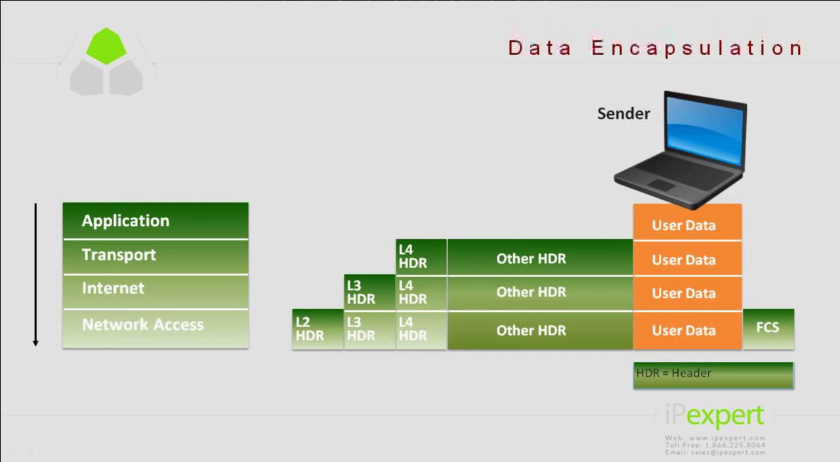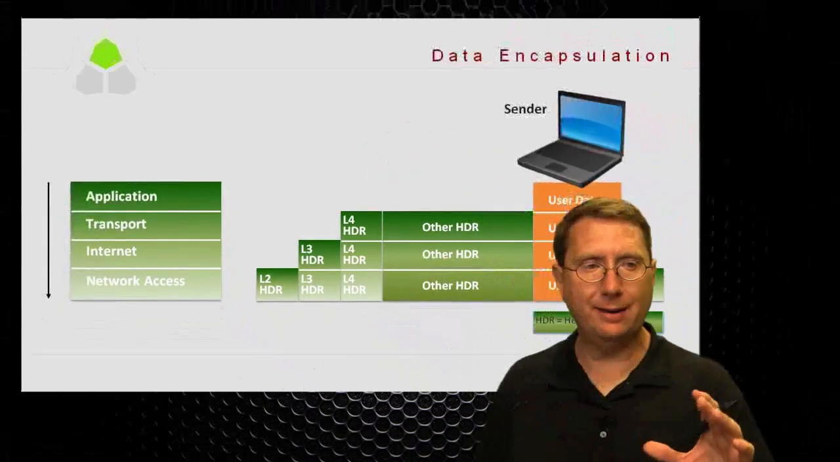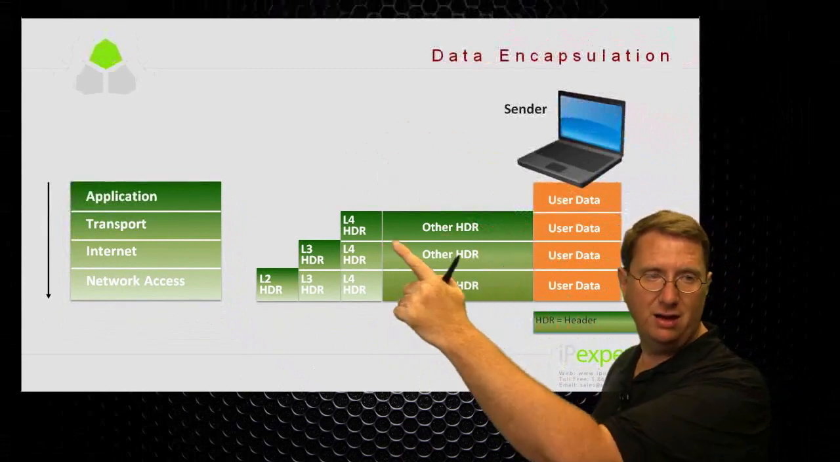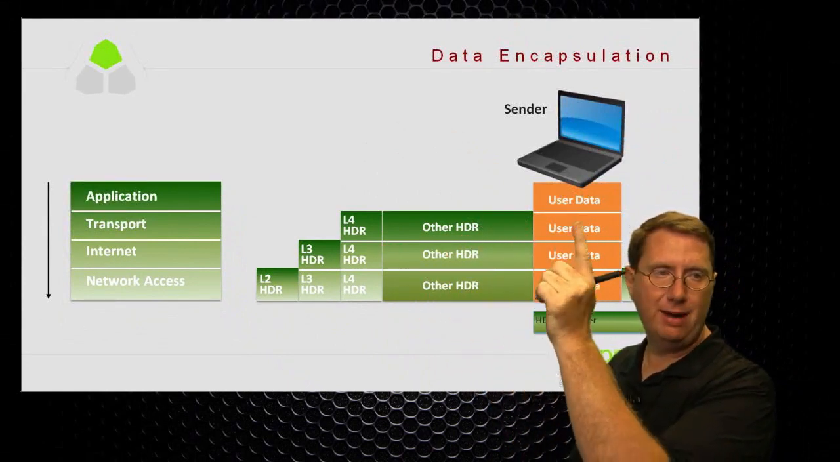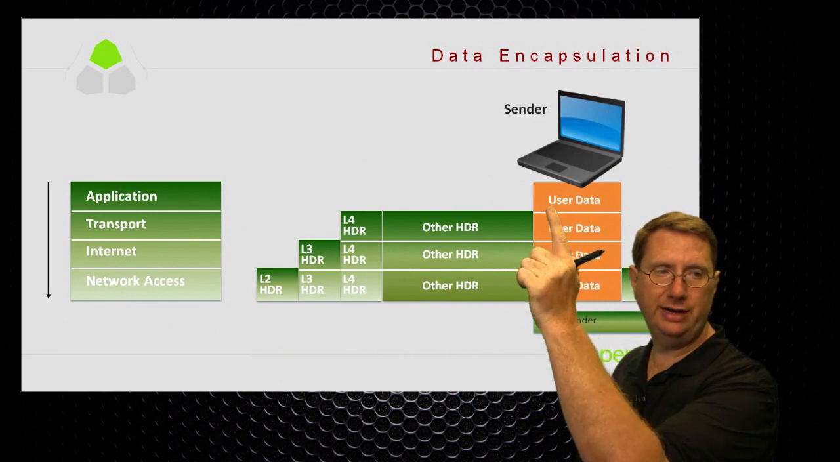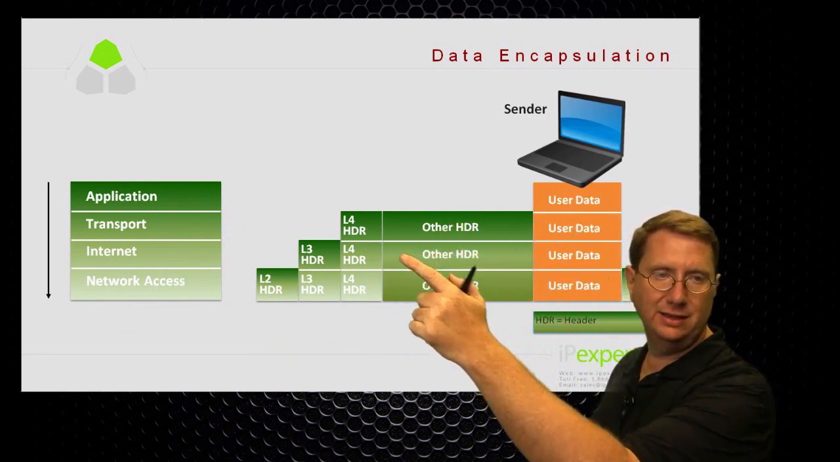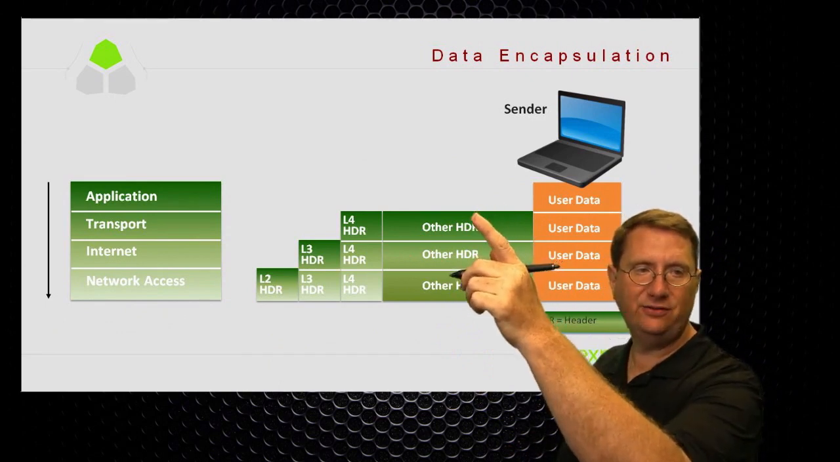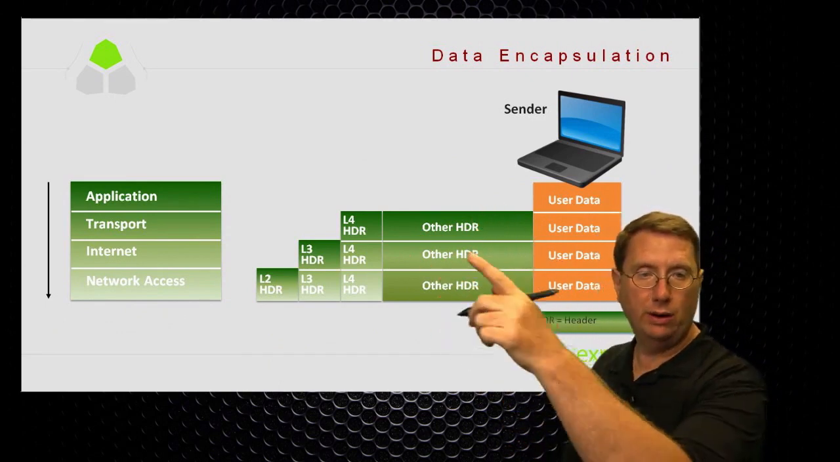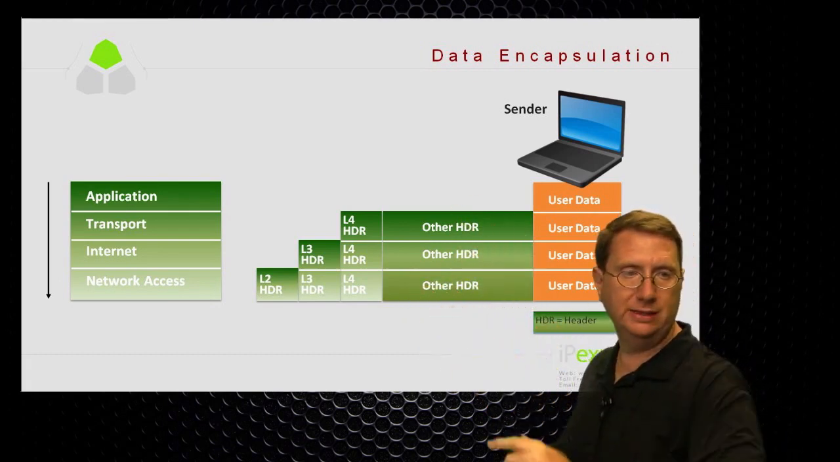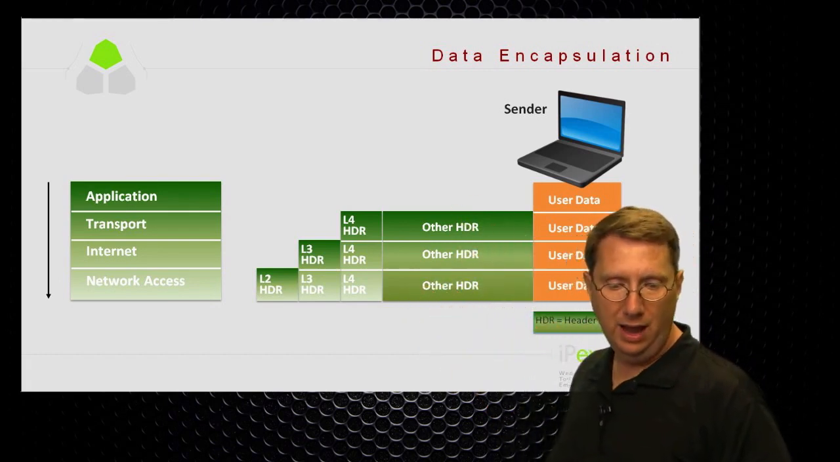As I said, encapsulation means I'm adding headers. So as you can see here, notice I have my other header information, I have my user data. My user data generated here and got passed down to the next layer, where it has the layer 4 header on it. As I send this information down to the internet layer, I add the layer 3 header on it, moving all the way down until I add the layer 2 header and I send everything out.